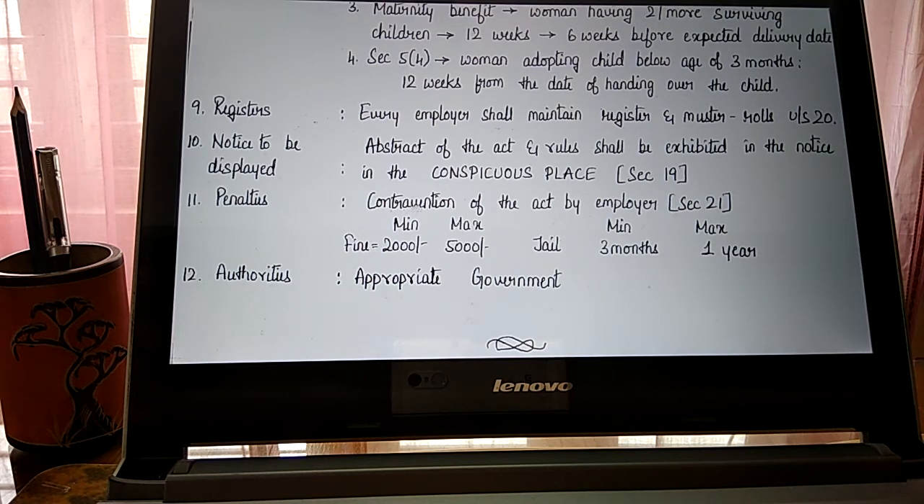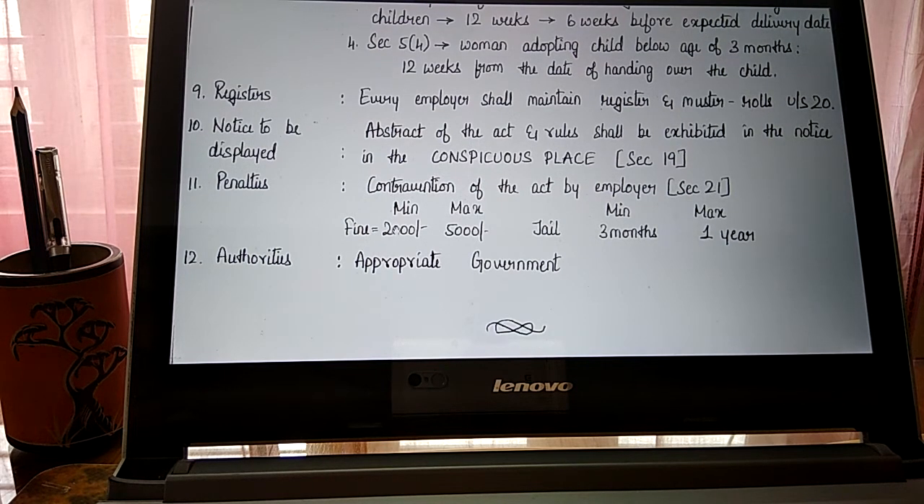If the employer has contravened any of the provisions of the act and not given the benefit to the women employees as per the act, then according to section 21, the punishment is a minimum fine of 2,000 and maximum of 5,000. Then jail term, minimum 3 months, maximum 1 year. So it is a very serious offense. Who are the authorities under this act? Appropriate government, that is state government and central government as the case may be.